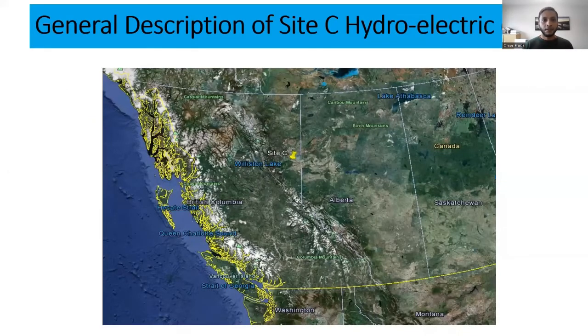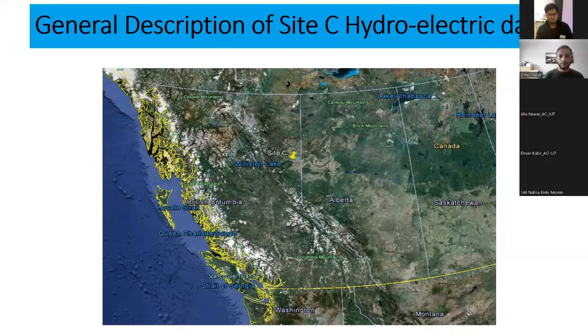To give you a brief description of Site C's location, Site C is going to be built in British Columbia, Canada, and British Columbia is located on the west coast of the Pacific Ocean. And you can see in the map, the pin is shown. So Site C will be in the northeast of British Columbia.